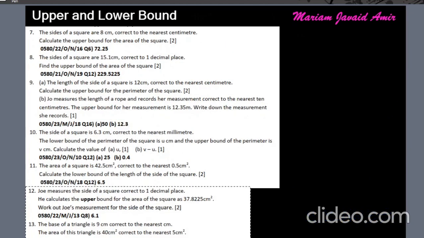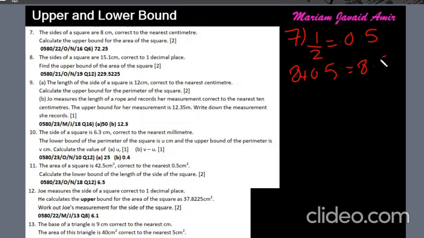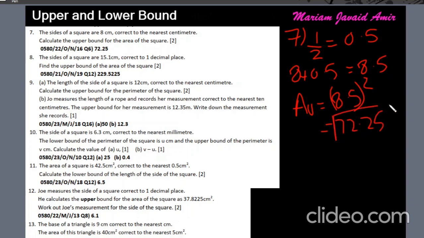Okay, question number 7. The sides of a square are 8 centimeters, correct to the nearest centimeter. Calculate the upper bound for the area of the square. It's correct to the nearest 1 centimeter. 1 divided by 2 is 0.5. So 8 plus 0.5 is 8.5. This is the upper bound for the length. So to find the upper area, we'll simply multiply 8.5 with 8.5, or find 8.5 squared. This should hopefully give this value.